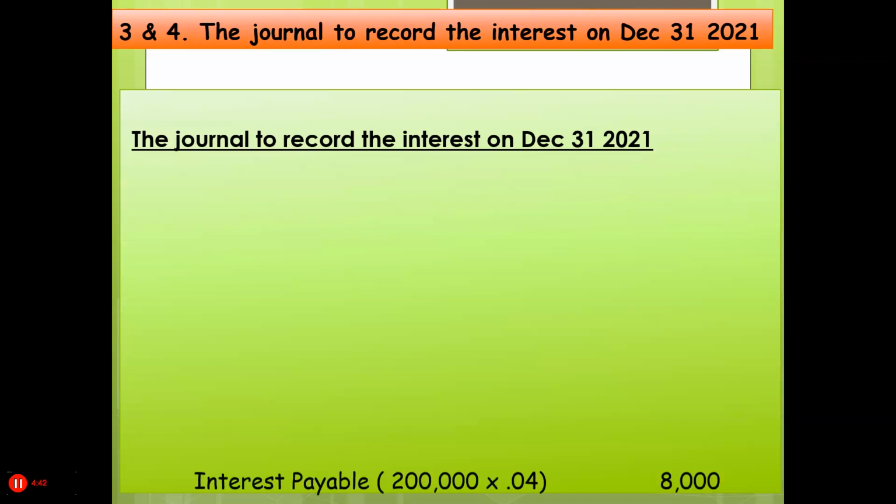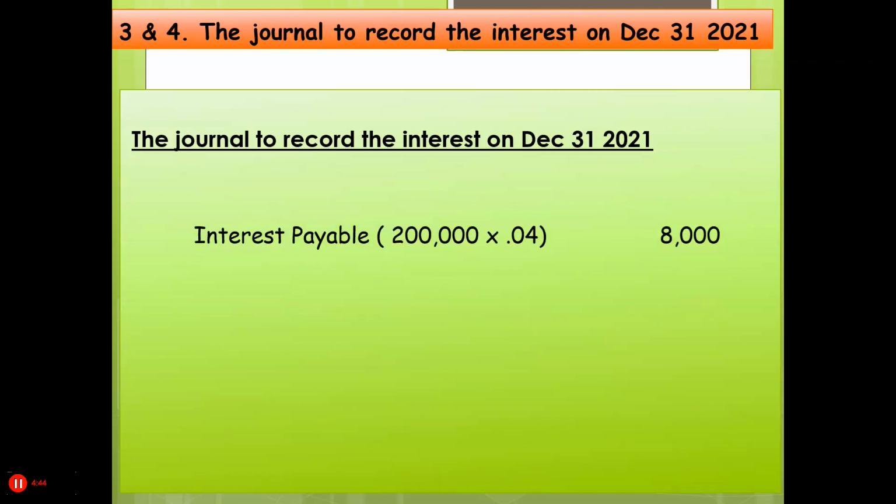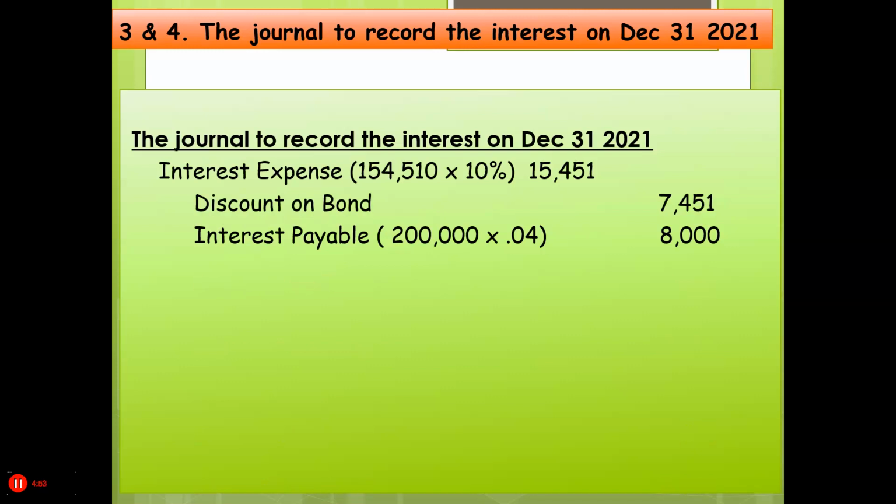So our first journal entry is going to be interest payable of $8,000. Interest expense is the net value of the bonds, and then the discount on bond is the plug. So that's year 1.